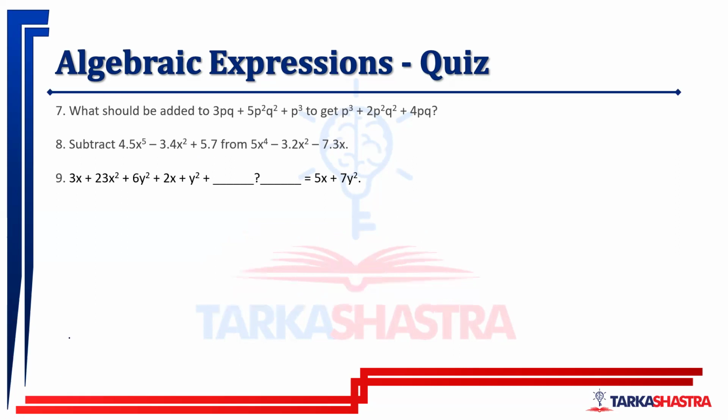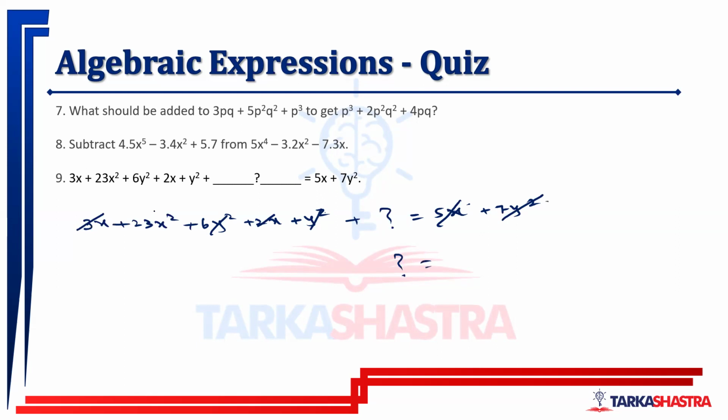Ninth, we have 3x plus 23x square plus 6y square plus 2x plus y square plus how much is equal to 5x plus 7y square. Now, if you observe, 3x plus 2x is 5x, it gets cancelled here. 6y square plus y square is 7y square. It gets cancelled here. So your question mark is this 23x square, which goes here and becomes minus 23x square.